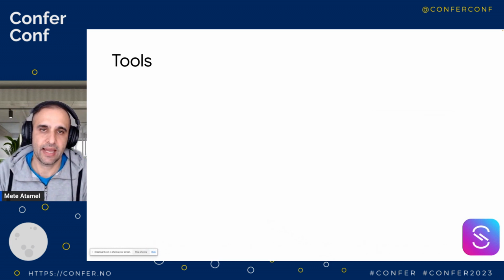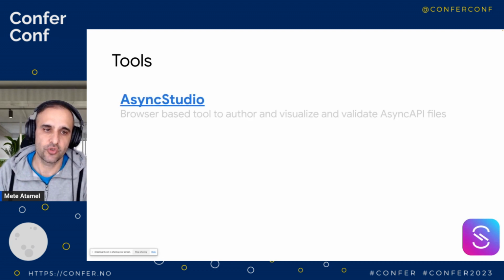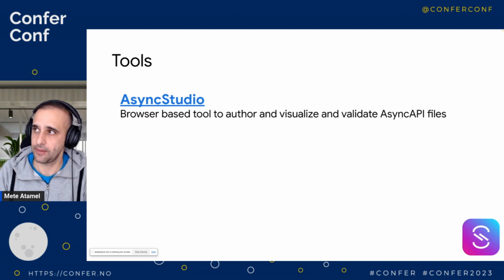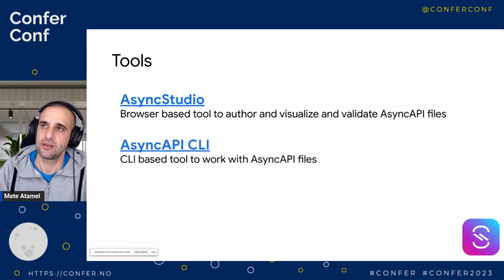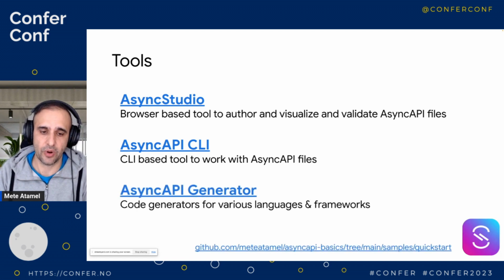And async API, as I mentioned, is not just a spec, but also tools. There's Async Studio, which is a browser-based tool to author, visualize and validate async API files. And there's a CLI where you can create async API definitions and validate them. And then there's a generator project where you can create code from your definitions.